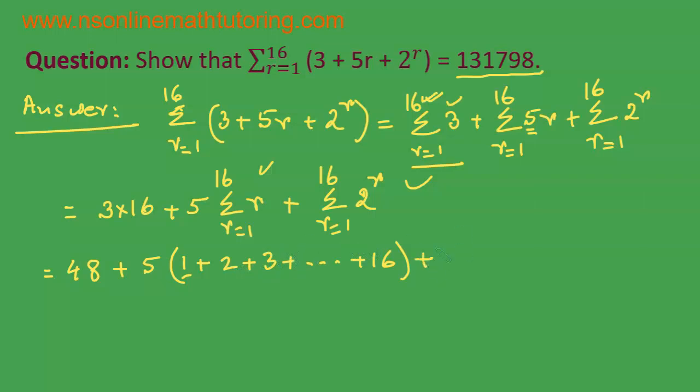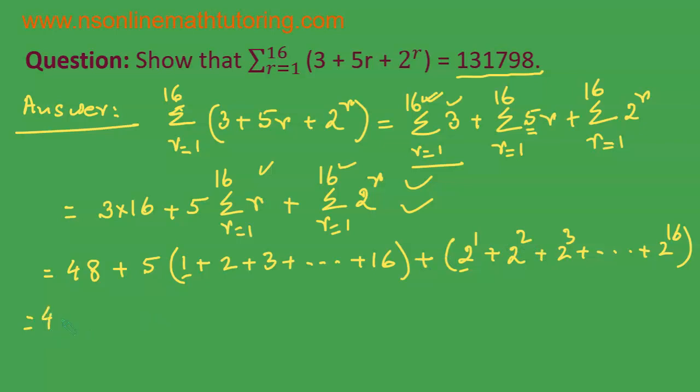Coming to the third term, this is also another series that you will be seeing. When r is equal to 1, it is 2 to the power of 1. r equal to 2, 2 to the power of 2. r equal to 3, 2 to the power of 3. So this is also another series, but this one is a geometric series. The last term is 2 to the power of 16 because the final value of r is equal to 16. In this case, the first term is 2 and the common ratio is 2.